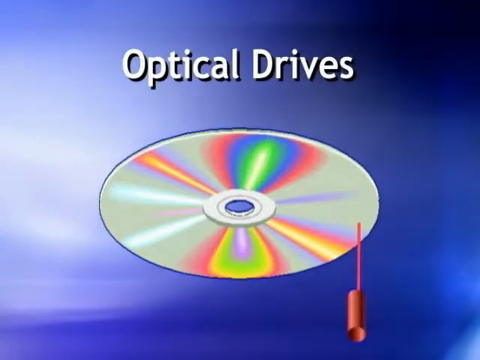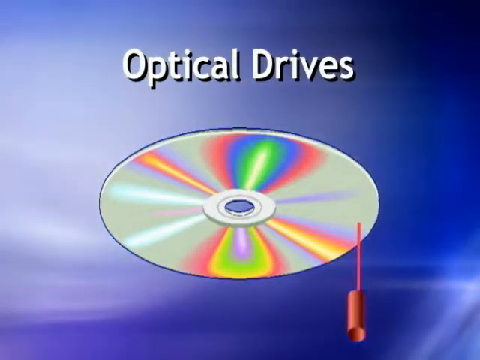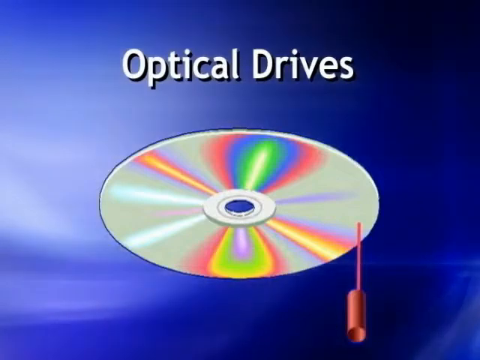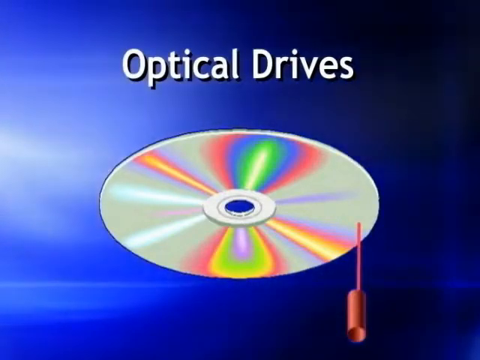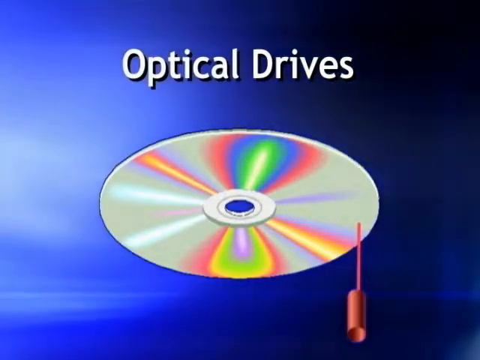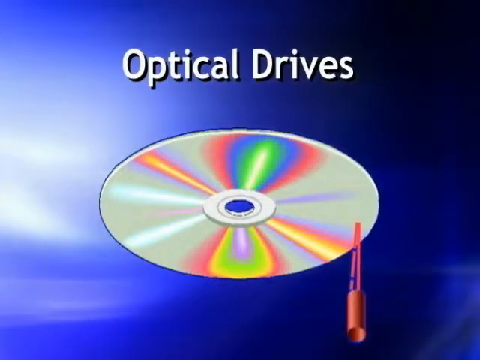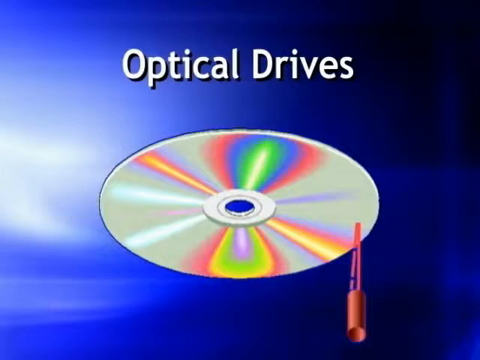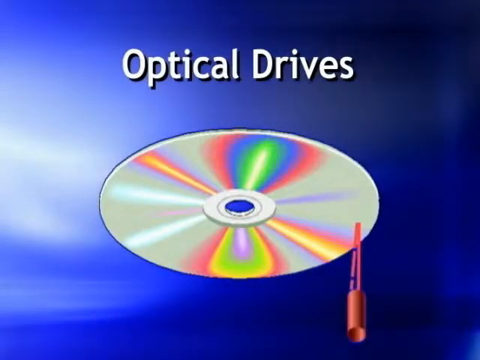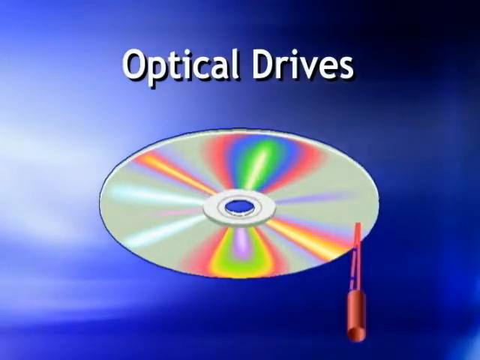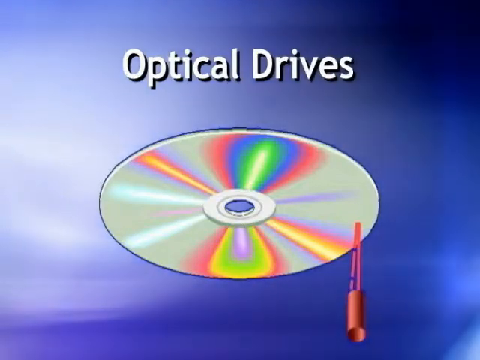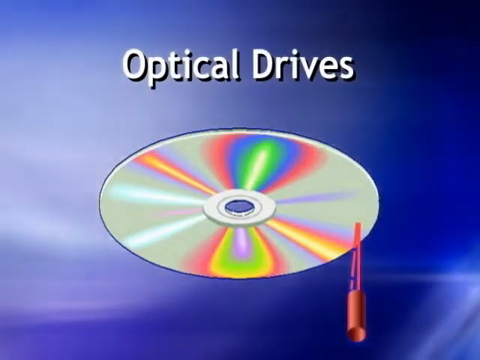Now some areas of the disc don't reflect, a 0. Some areas of the disc do reflect, a 1. The reflection comes back looking like this, a series of dashes and blanks. The head inside the optical drive reads those reflections and reconstructs binary PC data from it. With that, let's take a look at the considerations you need to keep in mind when selecting an optical drive for your system.